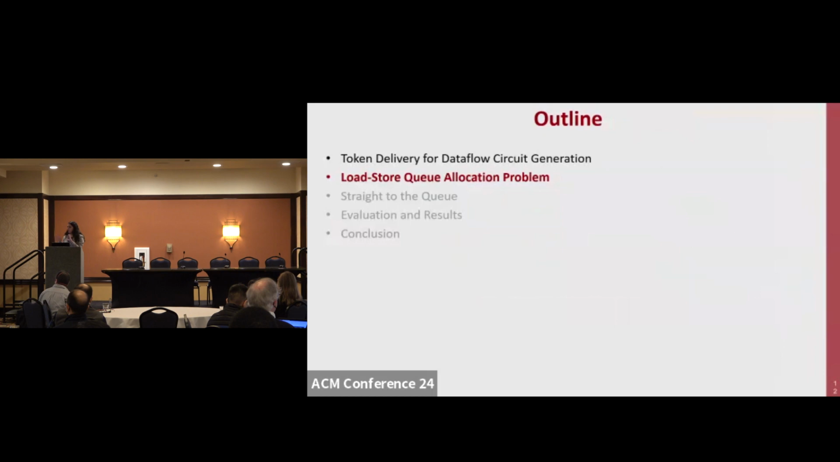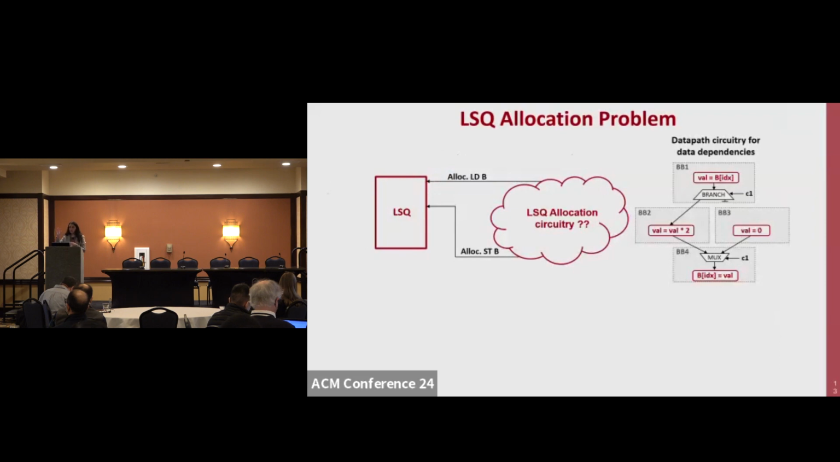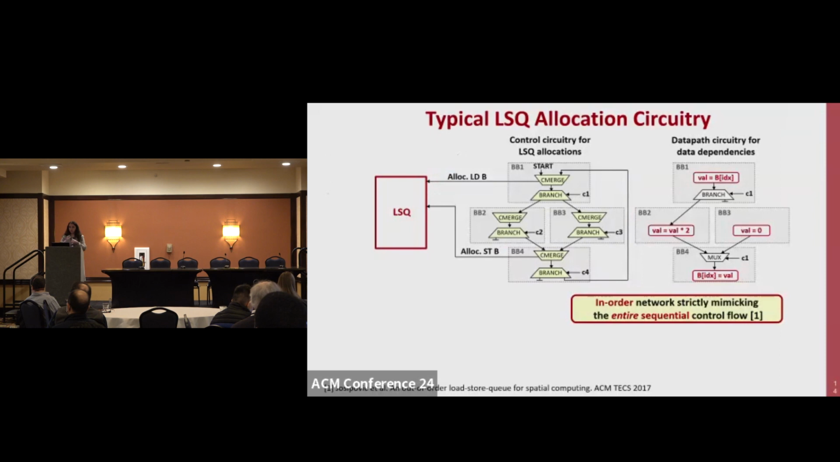Now that I defined our context, let's elaborate further on the problem that we're trying to solve. Given this data path, this circuitry that honors the data dependencies, as we have seen, it does not honor the memory dependencies, and we need to interface it with the load store queue to do so. Interfacing it with the load store queue requires some extra circuitry, again, for the in-order allocation. We are not the first to tackle this problem. There exists previous work that proposed a correct solution for this problem.